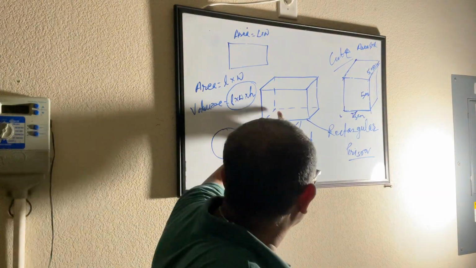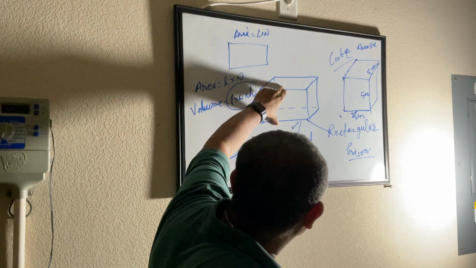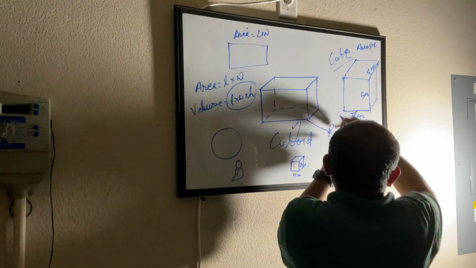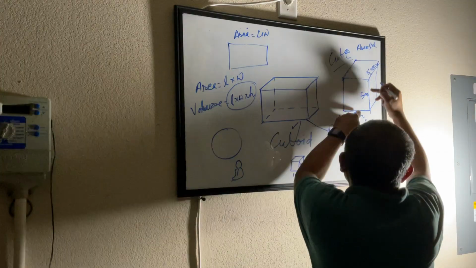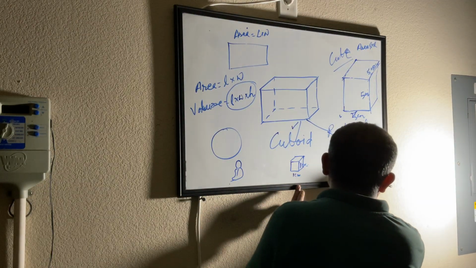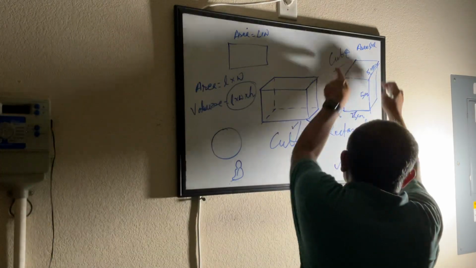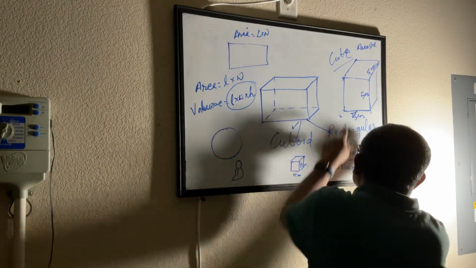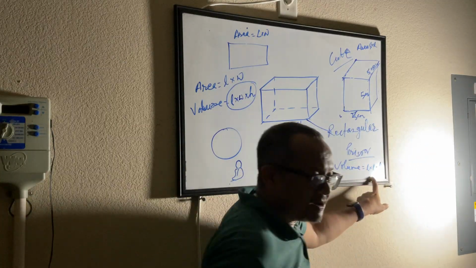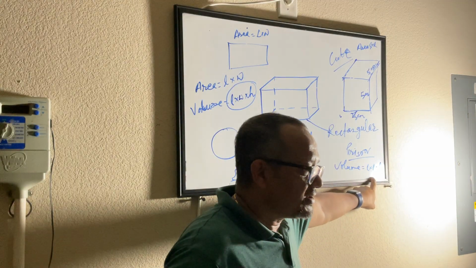So volume of a cuboid. Cuboid is originating from rectangle, so it is area of rectangle times the height. Volume of cube will be area of a square times the height. So here the volume would be area of the base, length into length, square, times height. Height is also the same. So it becomes length into length into length.